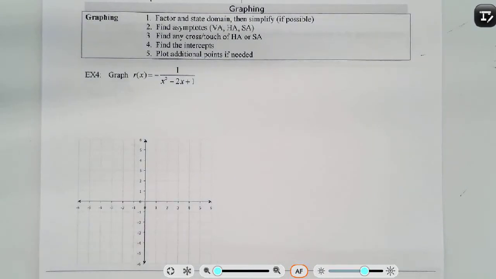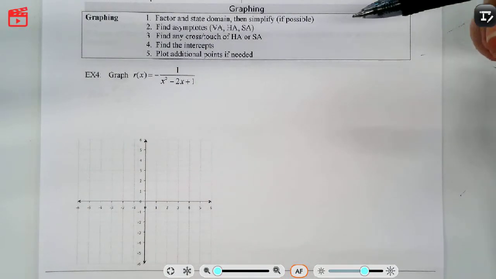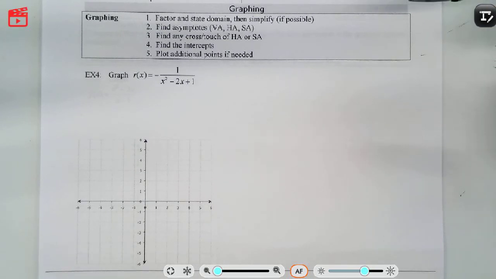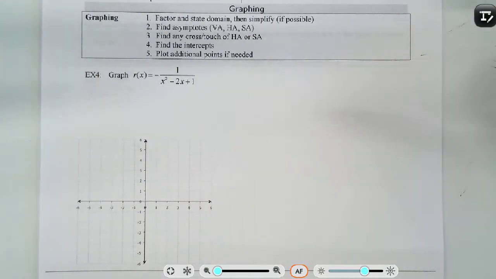All right, so graphing. Here we go. So the steps for graphing, we got 5 steps. First, you're going to factor the whole thing, state the domain, and simplify if you can. Then you're going to find any asymptotes, so you're going to check for the vertical and horizontal. If you don't have a horizontal, you possibly might have a slanted asymptote. Okay, so you wouldn't have both a slanted and a horizontal asymptote for these. If you have a horizontal or a slanted asymptote, you're going to check for a cross touch point. I'll show you how to do that. Then find the intercepts, and finally, if we need any additional points, we can use the table of values and plot them.